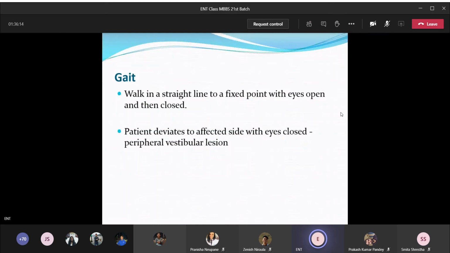So gait, you ask the patient to walk in a straight line to a fixed point with eyes open first and then closed. The patient deviates to the affected side with eyes closed in case of peripheral vestibular lesion.